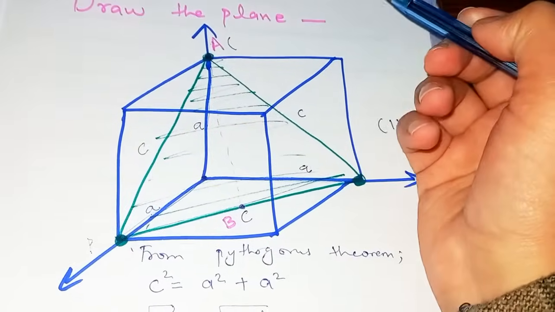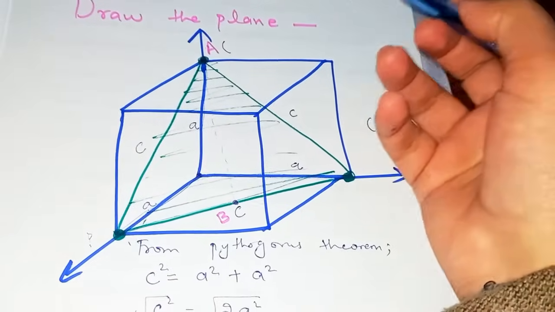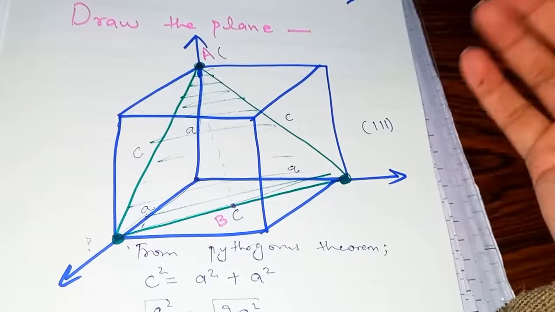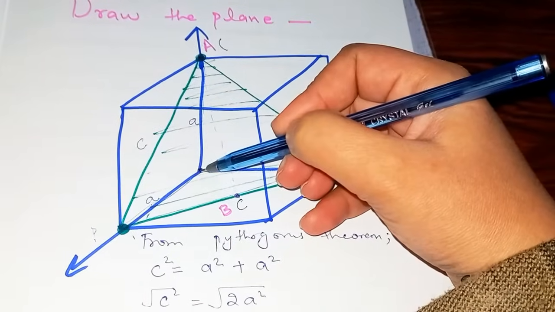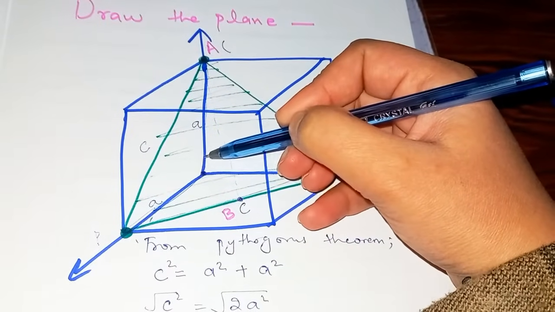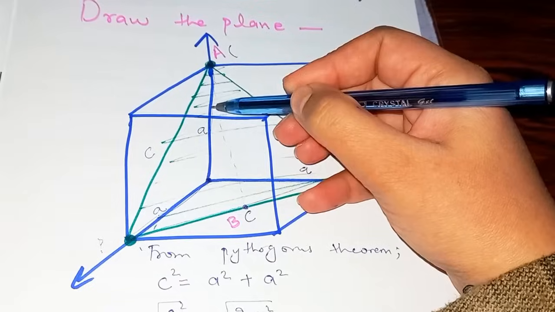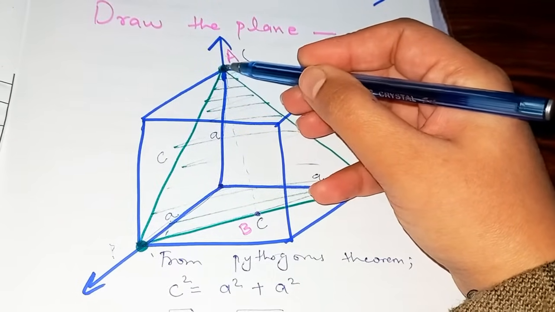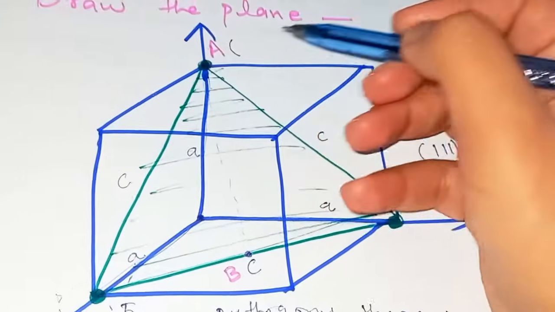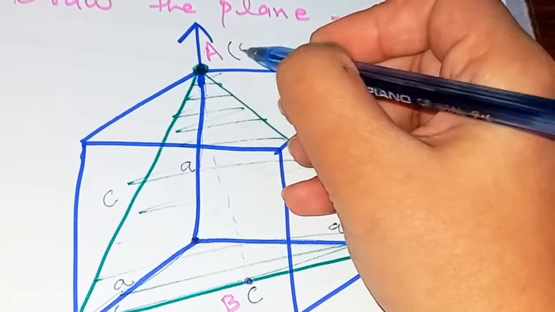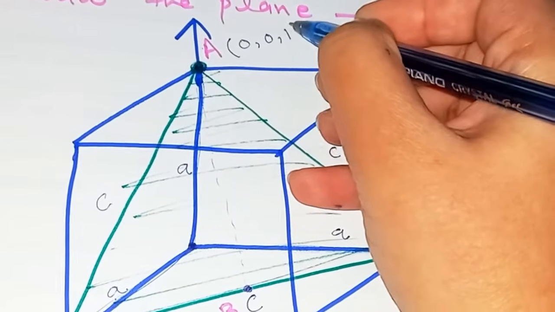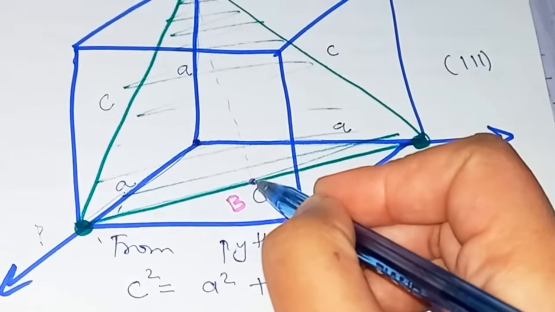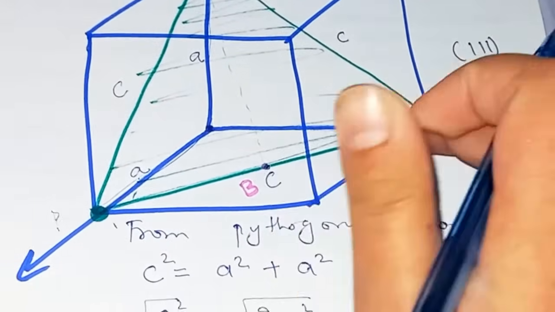Coordinates mean how much we have to move along x, y, and z to reach the point whose coordinates we want to calculate. Starting from the origin, I move 1 unit along the z-axis, which means to the other corner of the unit cell, and I have reached this point. I do not need to move along x and y to reach that point. So it's 0 along x, 0 along y, and 1 along z. That's the coordinates of A.